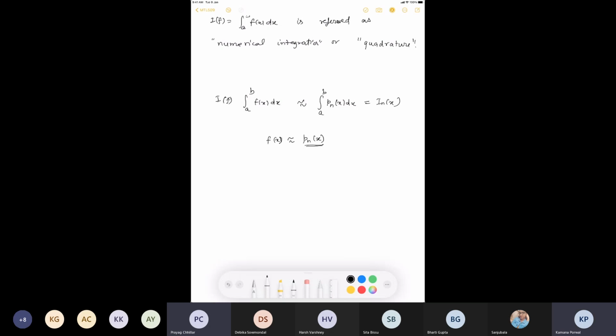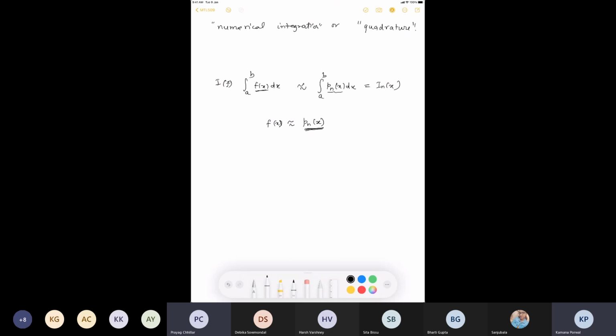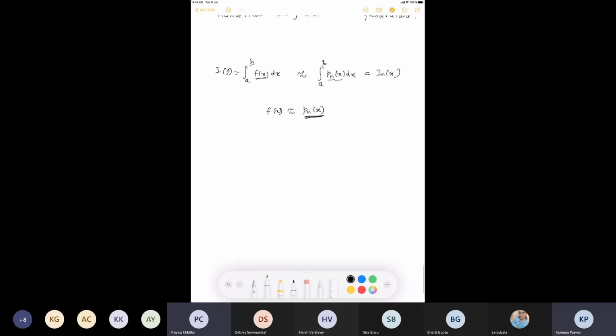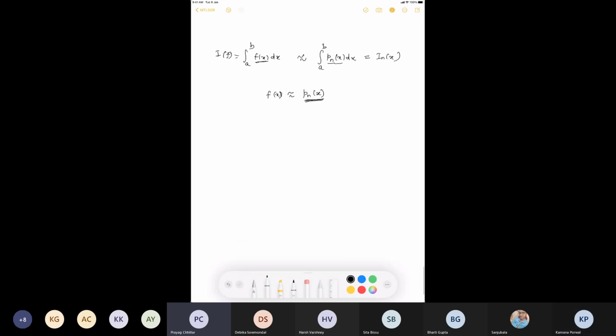Okay, and note that f(x) can have any complex form, but these Pn's, if they are the interpolating polynomials, are polynomials. Polynomials are simple functions; they can be evaluated very easily. So we are just going to make use of the interpolation to find the approximate value of the integrals. Let's start with a simple case, that is the case of n equal to 1. The rule which we will get is called the trapezoidal rule.